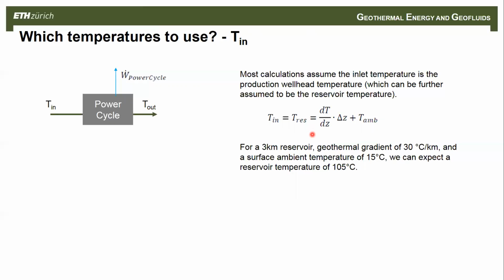The reservoir temperature for a non-fractured reservoir is the temperature gradient, this is that 30 C per kilometer, right, times the depth of the reservoir, plus the average surface temperature. So if we have a 3 kilometer deep reservoir and a 30 C per kilometer gradient and a surface temperature of 15 C, we can expect the reservoir temperature to be about 105 Celsius. So that's a good estimation.